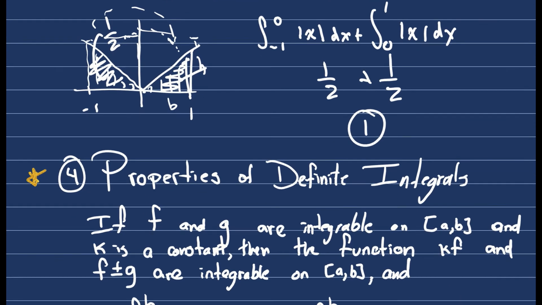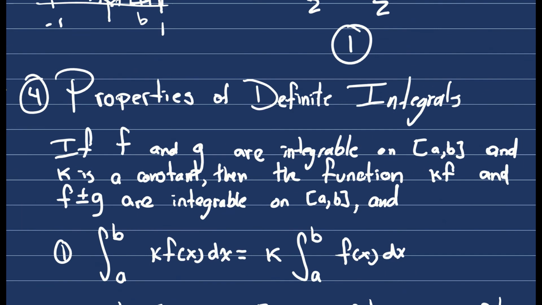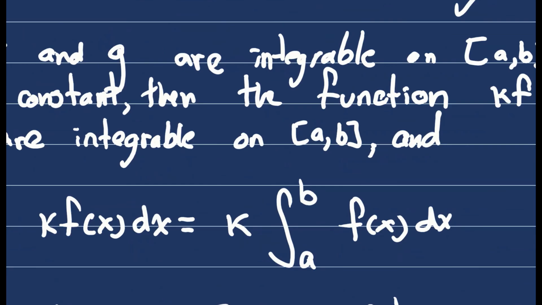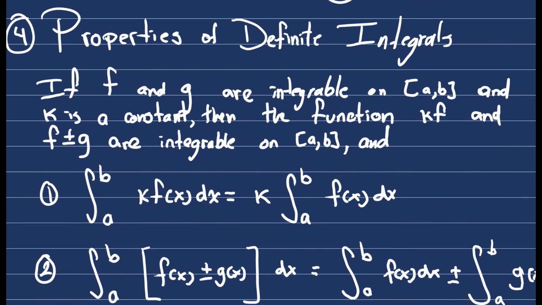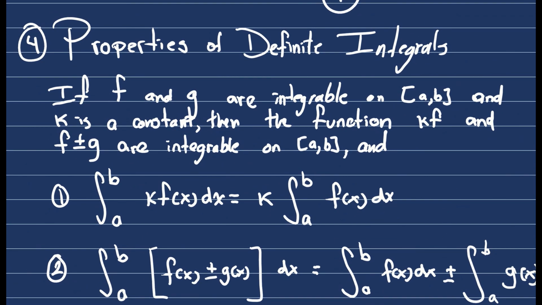More properties. Properties of definite integrals. What is this saying? It's saying if f and g are integrable on A to B in a closed interval, remember, because we need to start somewhere and we need to end somewhere. Integrals, we do closed intervals. Differentiation, we do open intervals. Remember that. But anyway, if k is a constant, then the functions kf and f plus or minus g are integrable on the closed interval a to b.